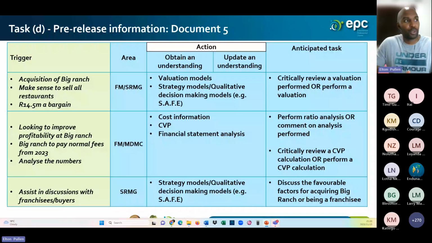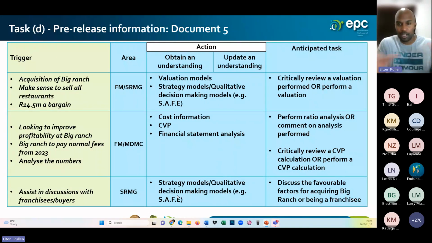Okay. Then also what is also triggered: when we make a decision, we never make decisions just based on numbers alone. So therefore, your strategic qualitative decision-making models, like the SAFE model, are also always important because you're probably going to need to consider something other than just the numbers. And then because we were asked to analyze the numbers, CVP is important, cost information, financial statement analysis. I mean, the word analysis comes through. And then they talk about assisting buyers, assisting discussion with buyers. So we pretty much have to convince buyers or franchisees why this is a good idea for them. So it's strategic factors that we need to consider.